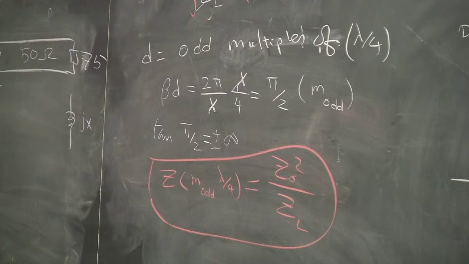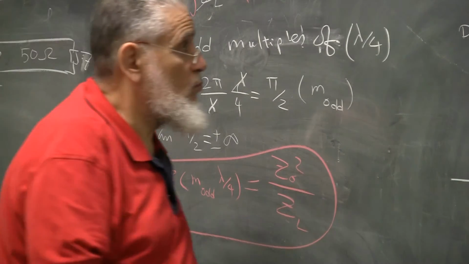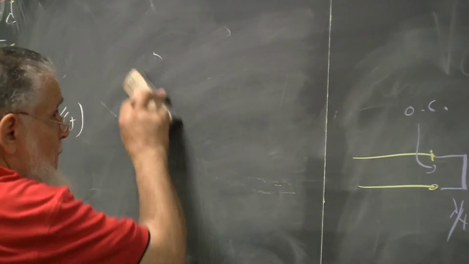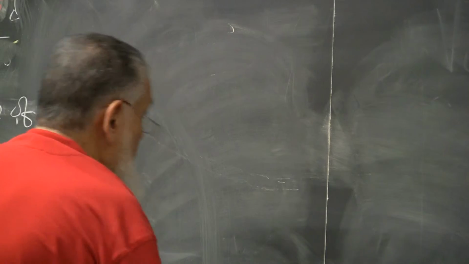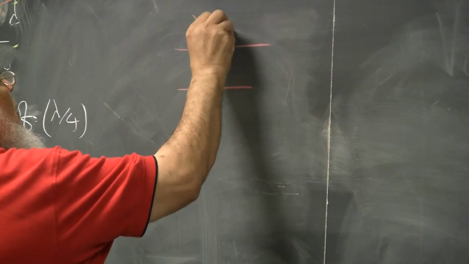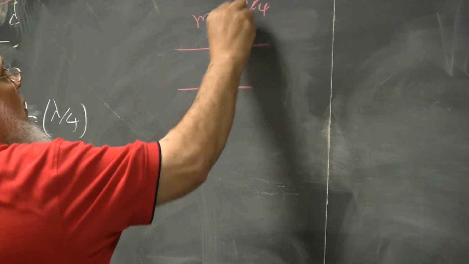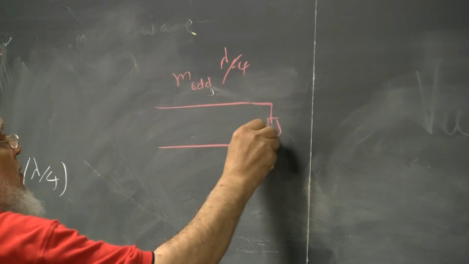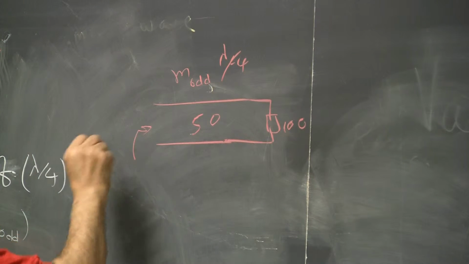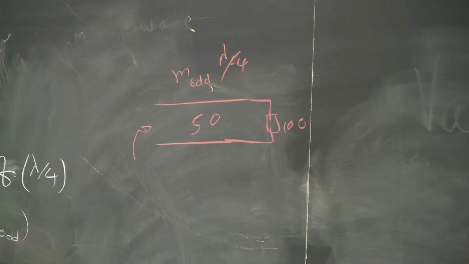So what happens? Here's a section of line, M odd times lambda by 4. And let's say we connect 100 ohm here, and that's a 50 ohm. What do I see here? Anyone says 25?